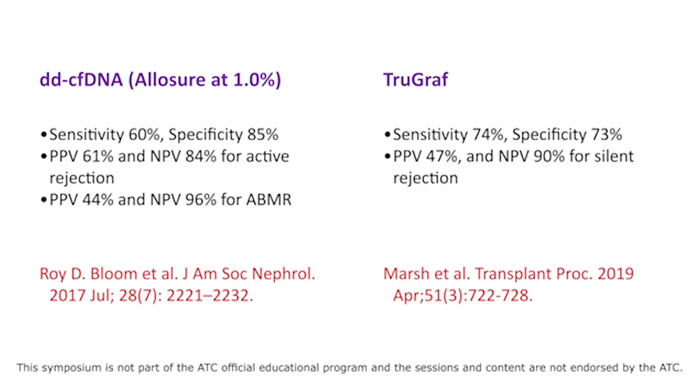If we look at the reported performance statistics of donor-derived cell-free DNA and TruGraf, both these tests have a moderate sensitivity, specificity, as well as positive predictive value. But both of them have a very high negative predictive value for rejection: donor-derived cell-free DNA for ruling out active cell-mediated or antibody-mediated rejection, and TruGraf for ruling out silent or subclinical rejection.